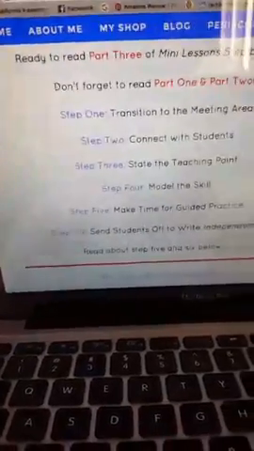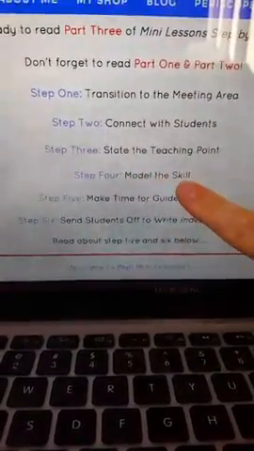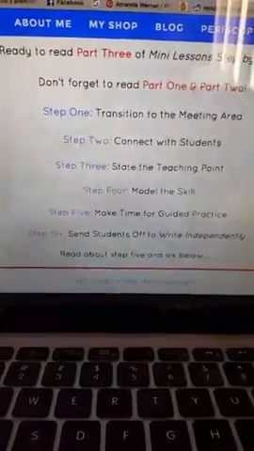Okay, let's get back on topic here. So modeling the skill, very important to use mentor texts.